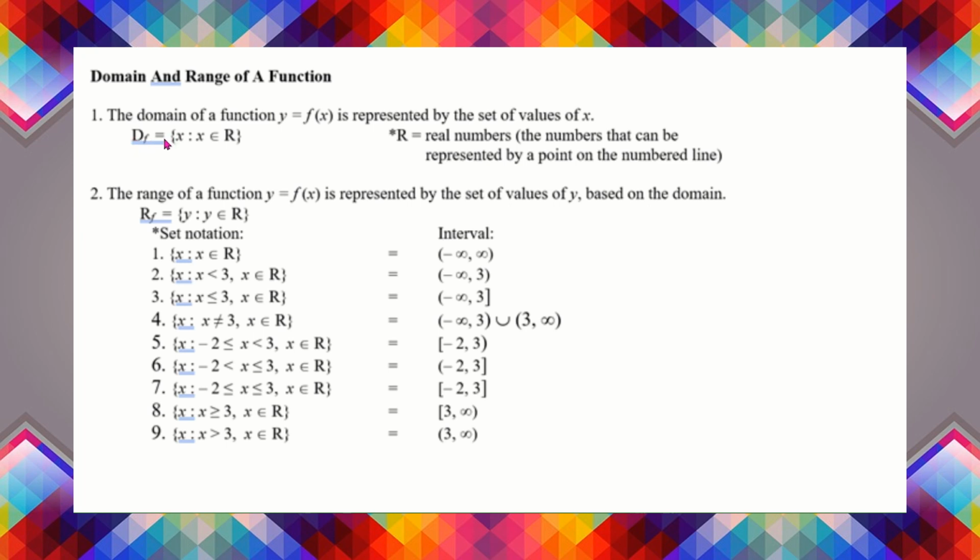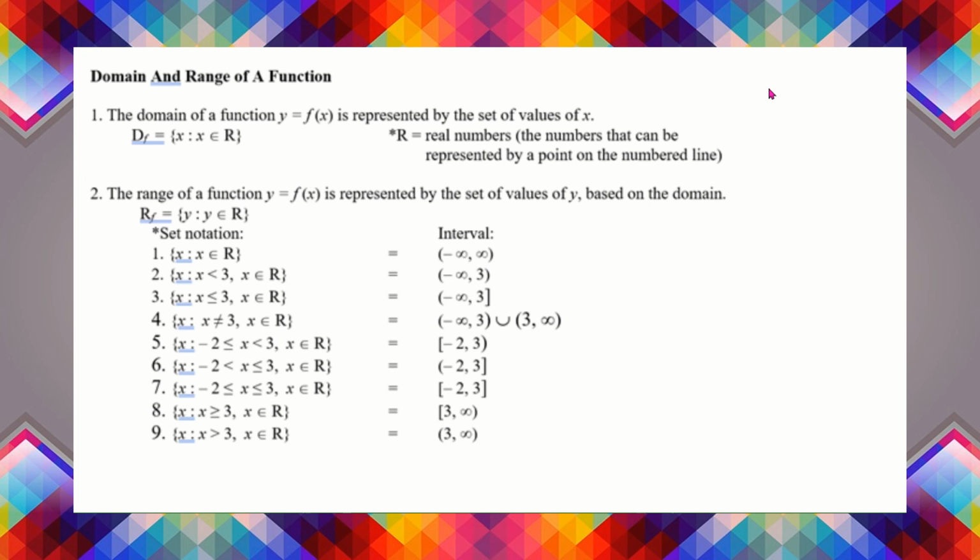So Df is equal to, now normally we use set notation to mention the domain. So here we have a set of set brackets, and since domain is the values of x, here we use x such that x is an element of the real numbers. So what is a real number? Real numbers are the numbers that can be represented by a point on the number line.